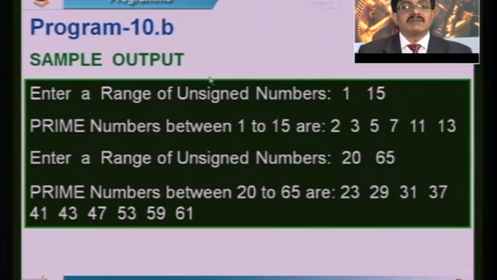Enter a range of unsigned numbers, 1 and 15 I have given. So all the prime numbers that are between 1 and 15 must be listed there. Prime numbers between 1 to 15 are 2, 3, 5, 7, 11 and 13. So we get all the prime numbers that are between 1 and 15. Similarly, enter a range of unsigned numbers, 20 and 65. If I give the range, it is printing the prime numbers between 20 to 65 as 23, 29, 31, 37, 41, 43, 47, 53, 59 and 61. Fine. So these are the prime numbers that exist within the given range. This is the way how exactly this particular program works.